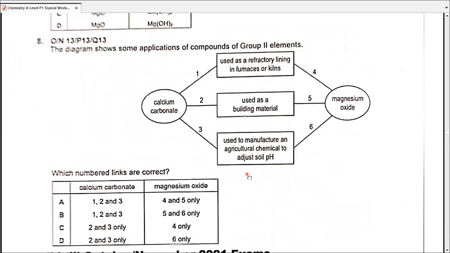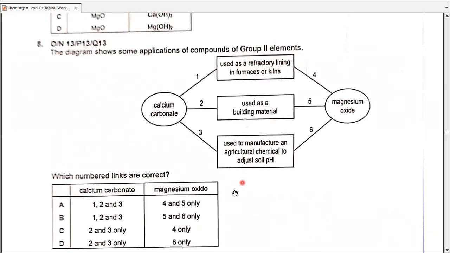Let's go with 8. The diagram 8 shows is something you are already done with as well, but it's a little bit challenging because it actually asks you to ponder on the question. So go ahead with it. The diagram shows some applications of compounds of group 2 elements. Which numbered lengths are correct?